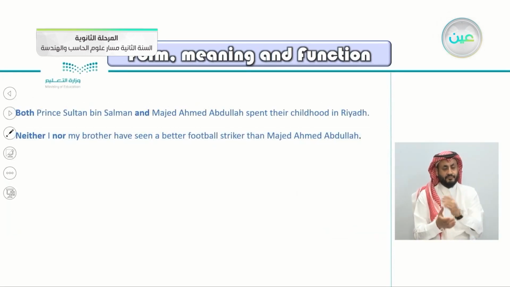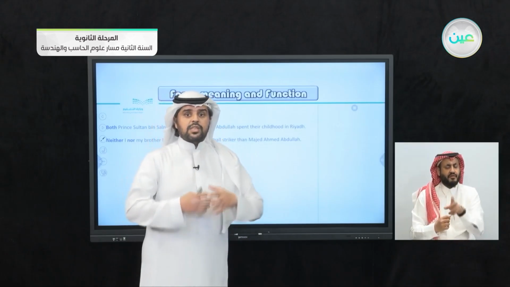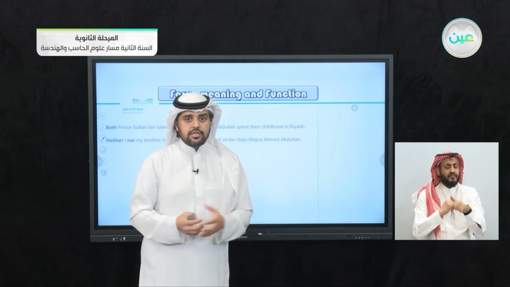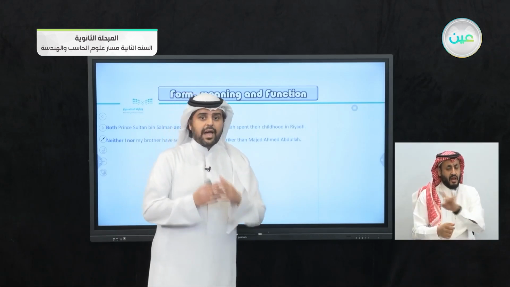So the first one is already done for you. Both Prince Sultan bin Salman and Majid Ahmed Abdullah spent their childhood in Riyadh. Neither I nor my brother have seen a better football striker than Majid Ahmed Abdullah. So write any sentence or 2 sentences using what we have studied today. You can choose any sentence, neither, nor, both, and so on.